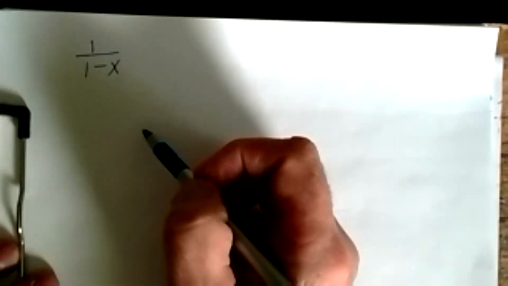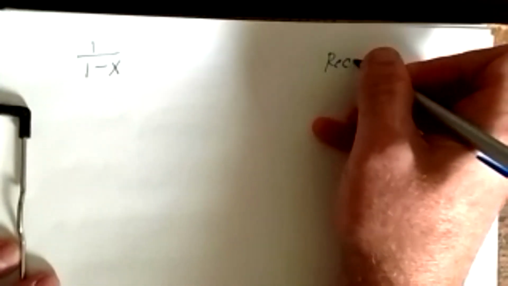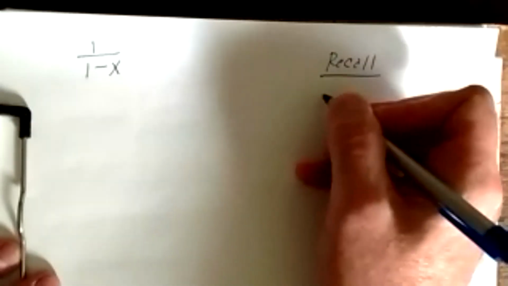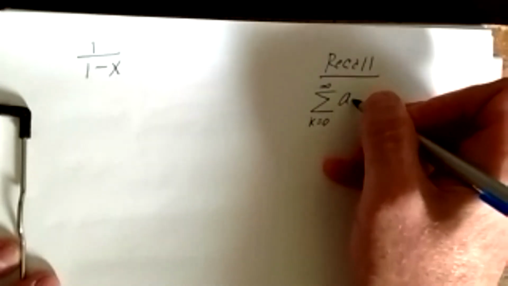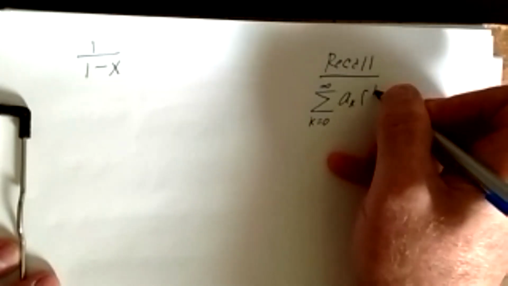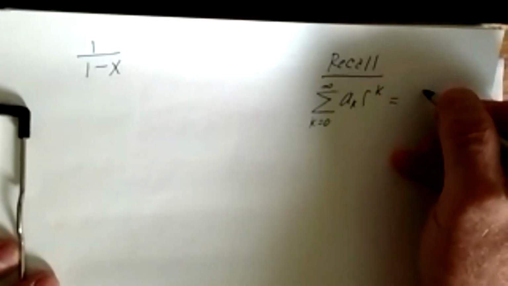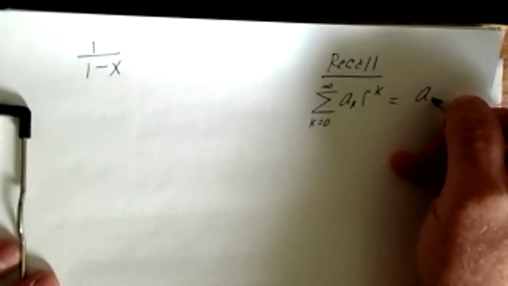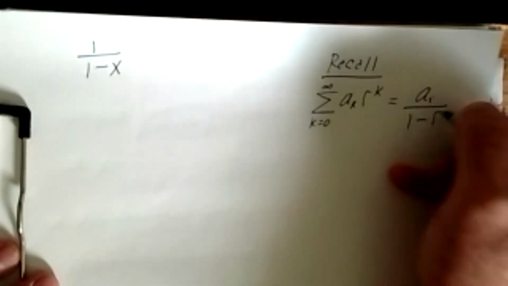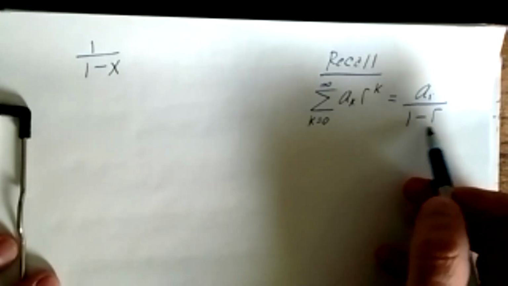Notice 1 over 1 minus x looks hauntingly familiar to the sum of an infinite geometric series. Recall, I want you to recall that if we have an infinite geometric series, do you agree that the sum of this infinite geometric series is going to be the first term divided by 1 minus the common ratio? Remember we worked with that in the past, the sum of an infinite geometric series.